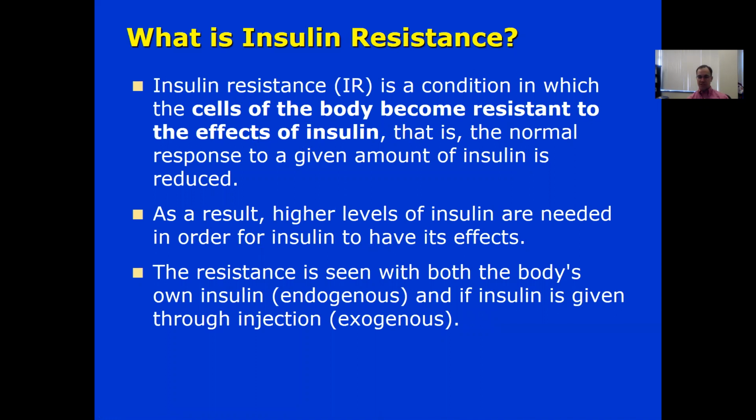First is, what is insulin resistance? It's a condition, we've talked about it before, when the cells of the body become resistant to the effects of insulin. That is, the normal response to a given amount of insulin is reduced. So what happens is the pancreas has to release more insulin in order to get the same effects. This resistance is seen in the body's own insulin, endogenous, and also if you give it exogenously as well. So if they're insulin resistant, it doesn't matter if the insulin is coming from the pancreas itself or from shots. Either way, the body is resistant to the effects of insulin.